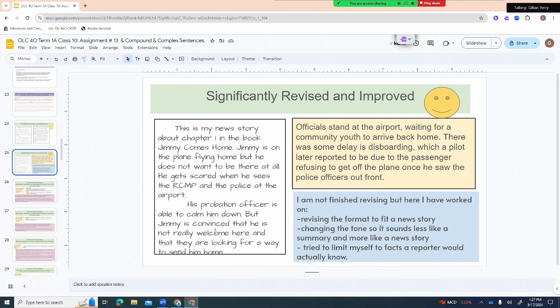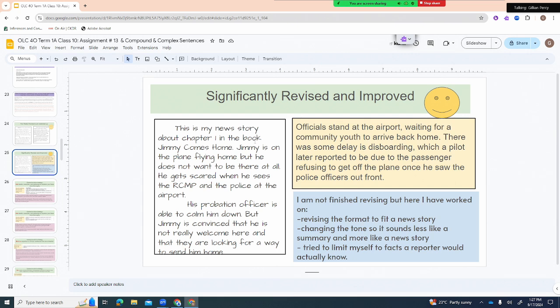Okay. So right away, I would say, this doesn't sound like a news story already, right? This first sentence where I'm saying this is my news story, that isn't how reporters write, okay? So you don't need to announce the topic in this way. As long as the top of your page says assignment 13, I know what the topic is, okay? You want to dive right in to sounding like a professional reporter, okay?